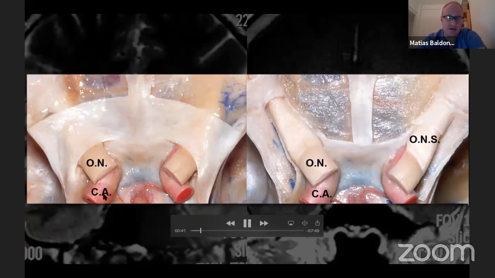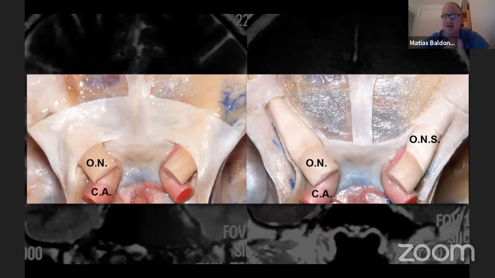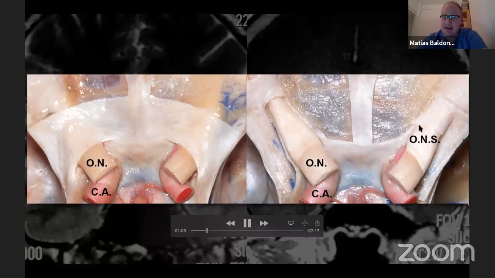Here we have the optic nerve and the carotid artery, and as I said before, the optic nerve has a small extension of the arachnoid inside of the intracanalicular segment that is covered externally by the optic sheath. The optic sheath is an extension of a dural structure that covers completely the intracanalicular segment of the optic canal.